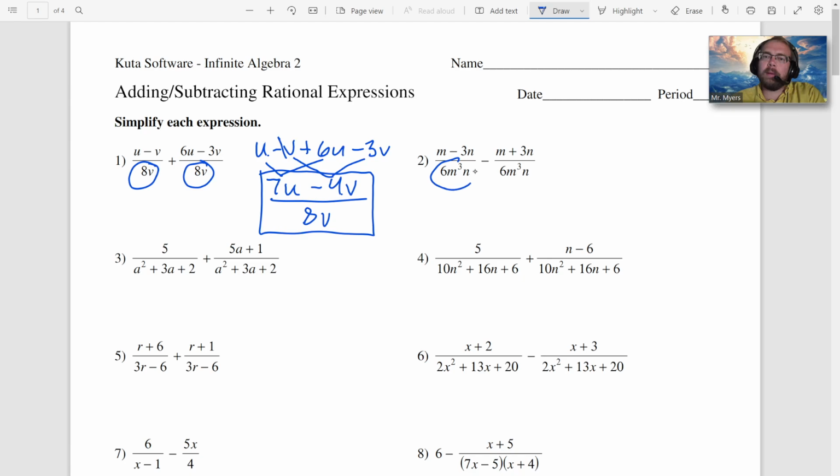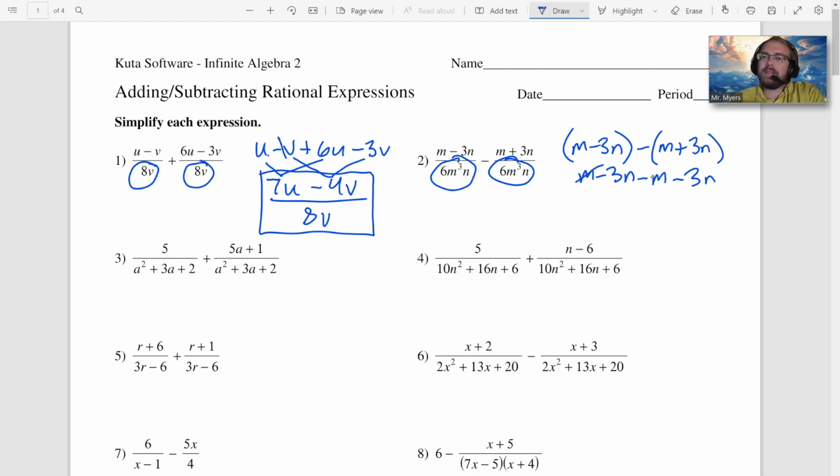So denominators are the same again. I'm going to subtract the tops. Now this time it subtracts, so I have to be careful. Earlier I didn't show that they were grouped, but they are grouped. I don't need to show that they're grouped if I'm adding, but if I'm subtracting, it's really important, at least for the second parentheses, because this negative belongs to all of that, which means really this is m minus 3n minus m minus 3n.